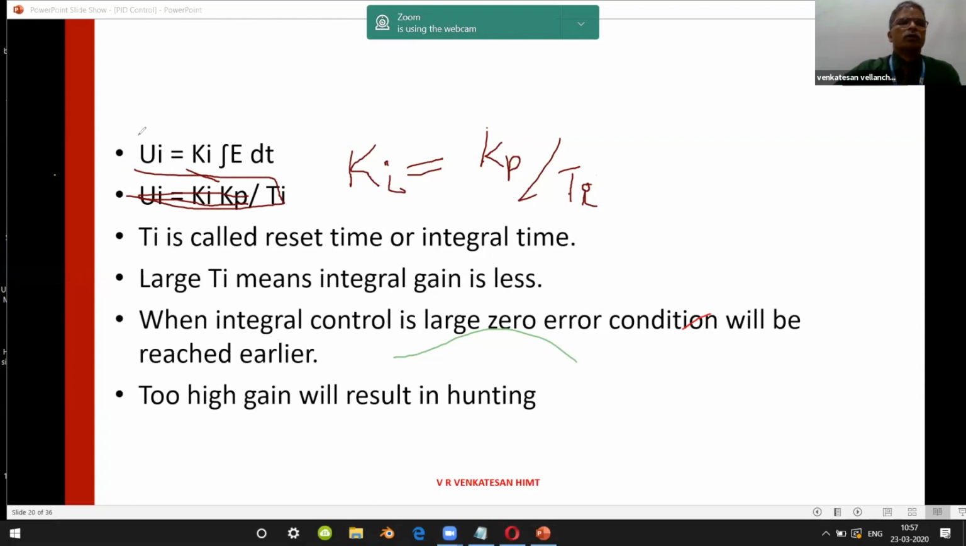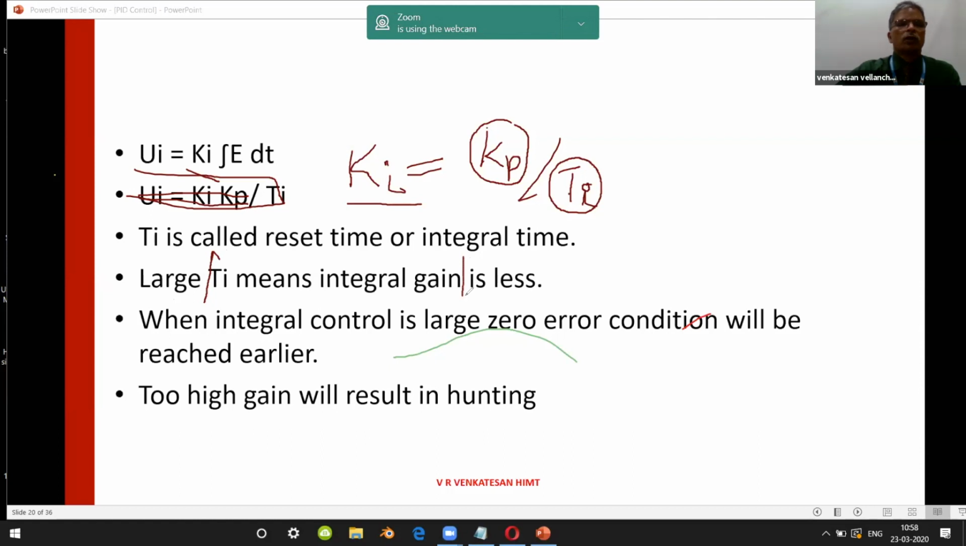So what is the meaning? Ki is integral gain, this is proportional gain. If you divide proportional gain by Ti, you get this value called integral gain. So there is this value which you can adjust called reset time or integral time. Just like proportional band, this is also on the inverse side. So when the integral time is large, it means integral gain will be less.